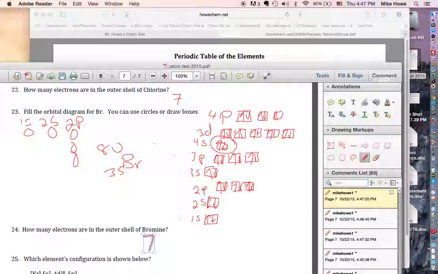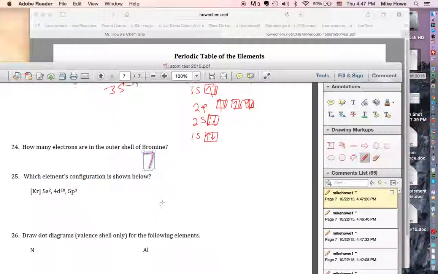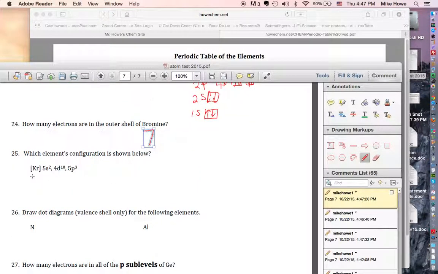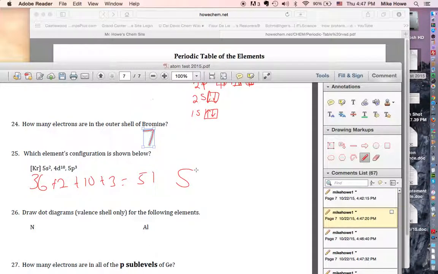All right, now which electron configuration is shown below? Krypton's got 36 electrons, plus 2 for the 5s, plus 10, plus 3, that equals 51. And 51 is the number of electrons that are in antimony. So the answer to that was Sb.